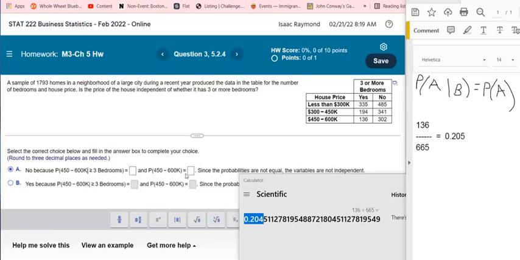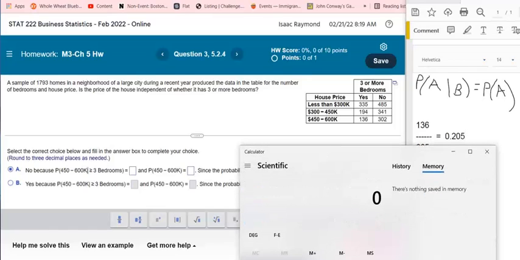And then the second probability, the probability that you have a home that's $450,000 to $600,000, there's no condition there. So let's first calculate how many homes there are that meet that quality. There's 136 plus 302. So there's 438 homes that are in that upper price range out of a total of 1,793 homes. So that probability is 0.244.